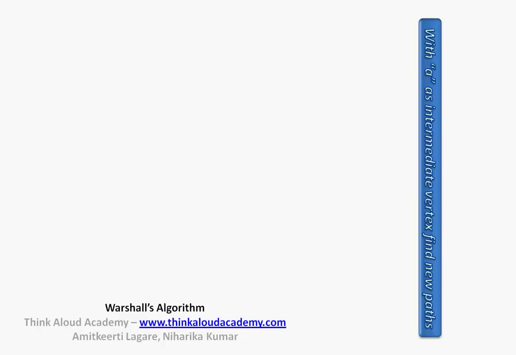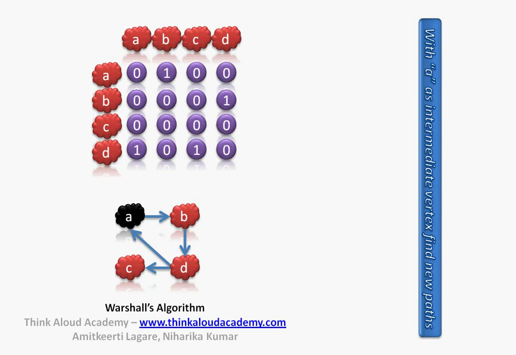So we will try to look at Warshall's algorithm using an example. We have to start somewhere, so we start with this adjacency matrix R0. As a first step, we try to see if we can find new paths by hopping through some other vertices. In this case, I start with A as my intermediate vertex.